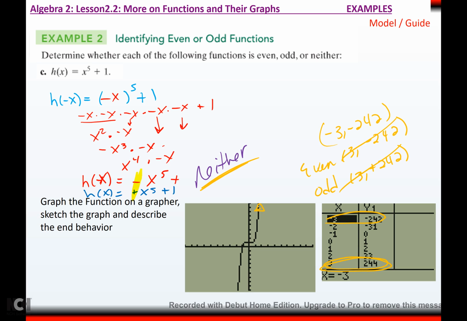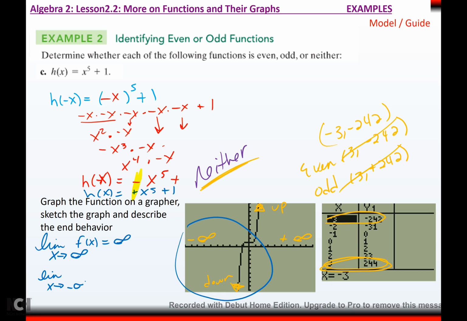End behavior, this arrow is pointing up, this arrow is pointing down. So as I go to positive infinity, my function is going up. And as I go to negative infinity, my function is going down. So to write that up, we say the limit as x approaches infinity, my function is going up, which means it's heading towards infinity. And to describe this side, you say the limit as x approaches negative infinity, the function is going down, which means it's approaching negative infinity. Okay?